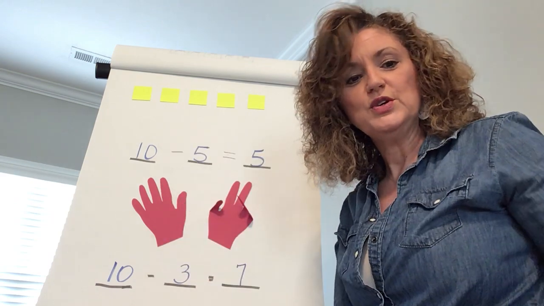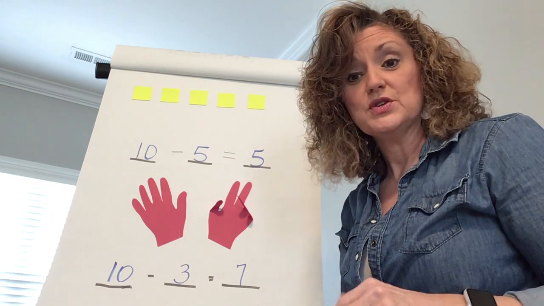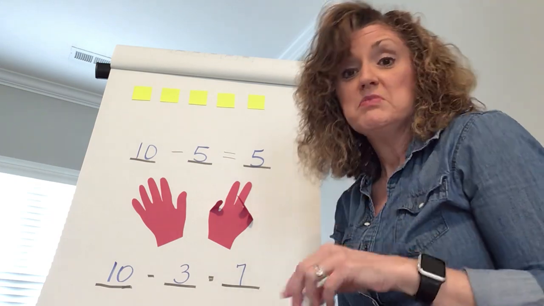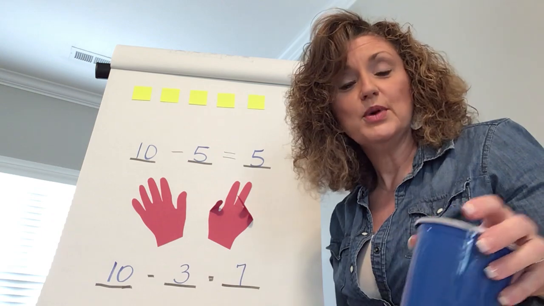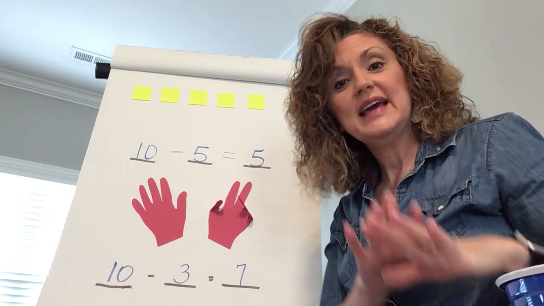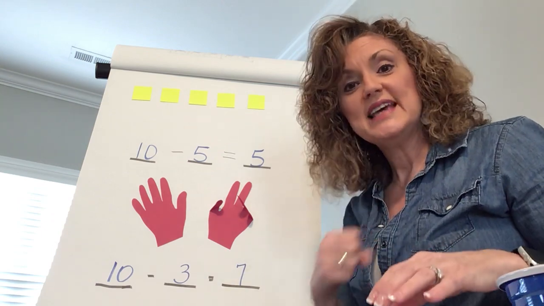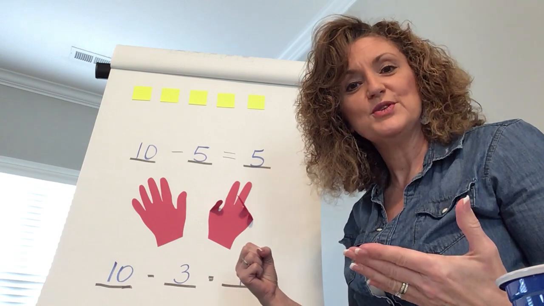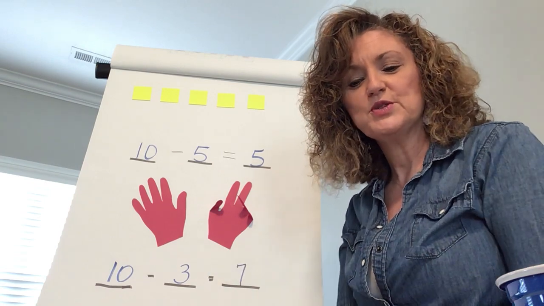Some other things you can use are just some simple objects around your house. You might have some markers, some Legos, maybe some cotton balls. So you can use those, count how many you want to start with, take away some, and what do you have left over? So you can come up with your own subtraction problems.